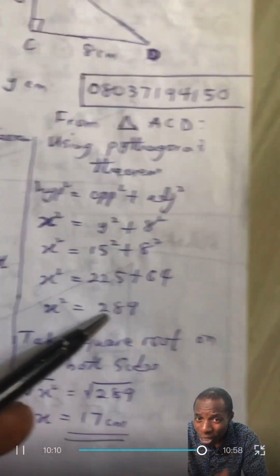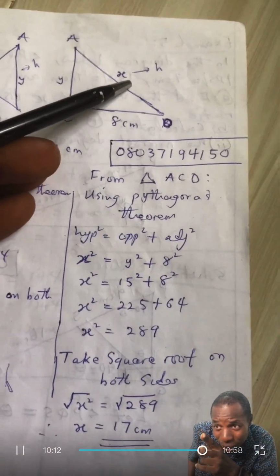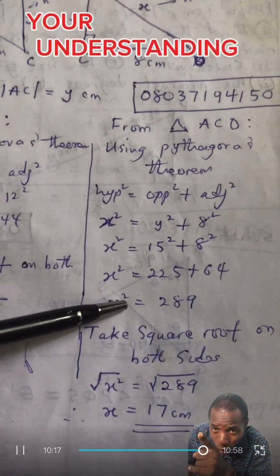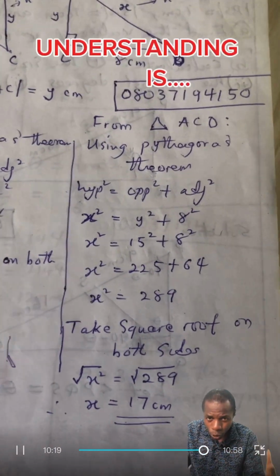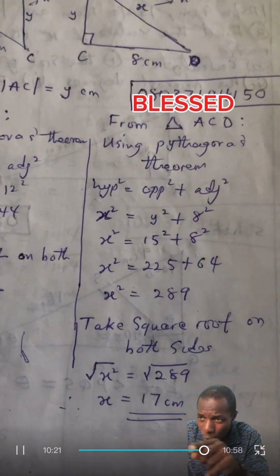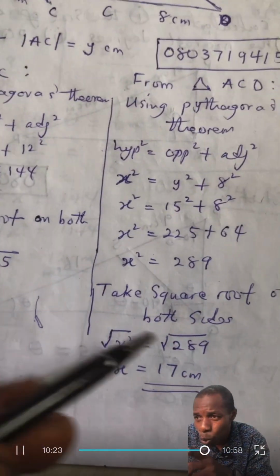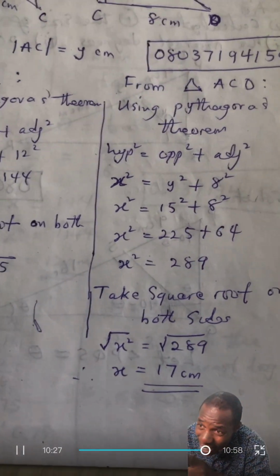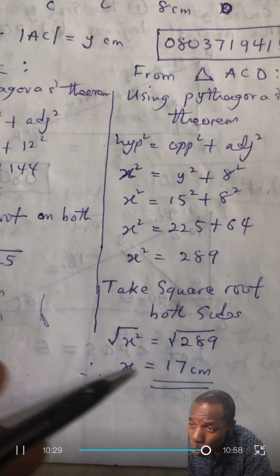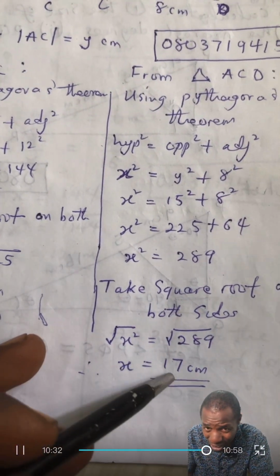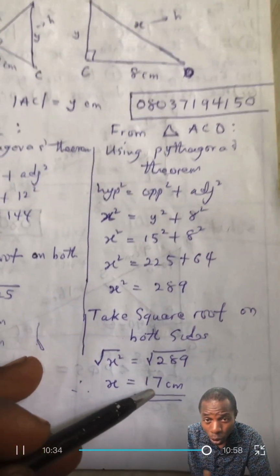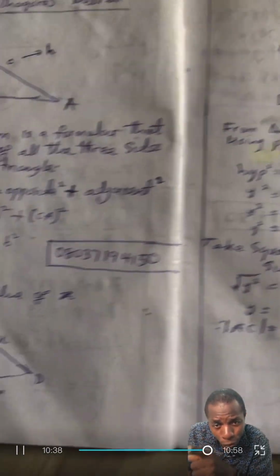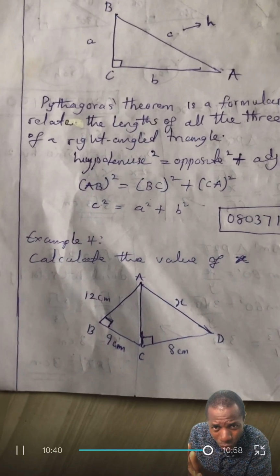Of course, what you're looking for is x, but there's a square on that x. So that square will have to leave. What do you do? You introduce square root. So square root on x square, square root on 289. That square root will cancel square. You are left with x. And the square root of 289 is 17 centimeter. So we succeeded in solving the problem we have in example 4. Is that one clear to you?